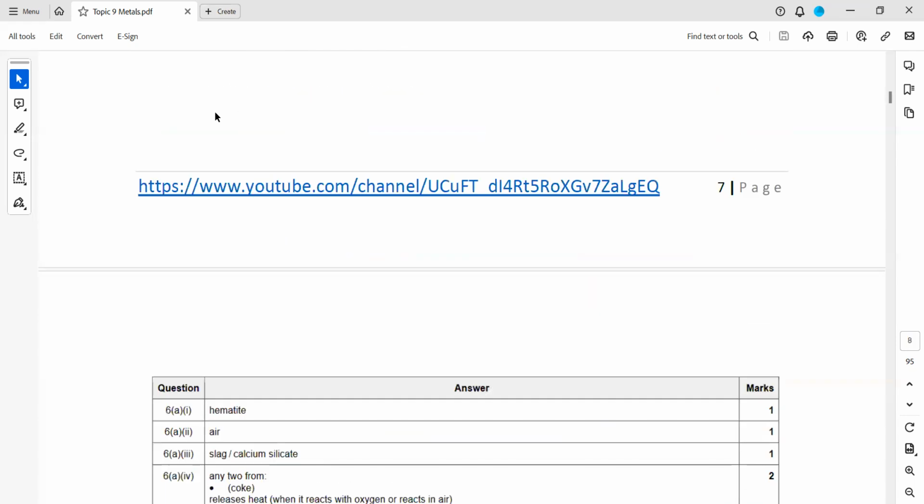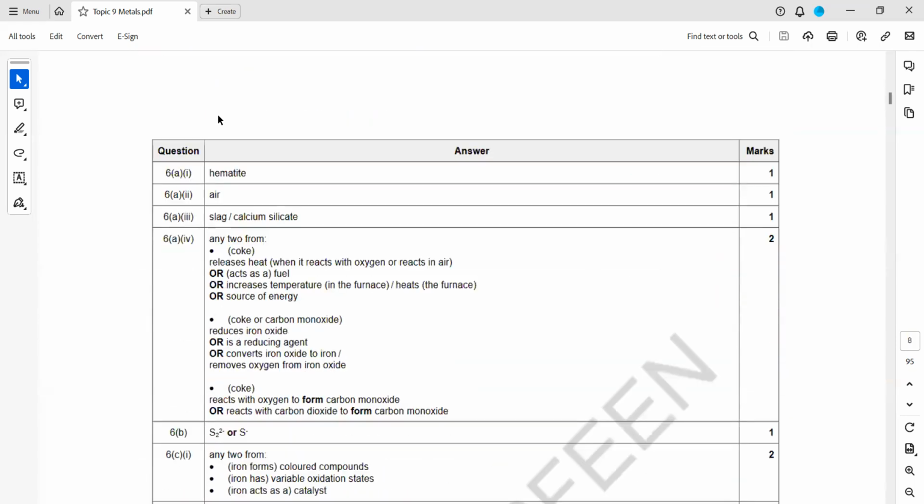So this was page 7 and page 8, the answers are there.